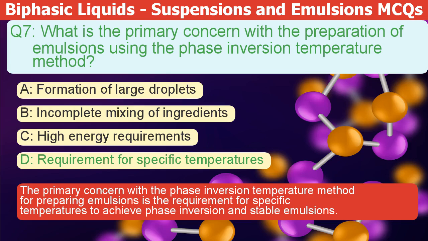The correct answer is D. The primary concern with the phase inversion temperature method for preparing emulsions is the requirement for specific temperatures to achieve phase inversion and stable emulsions.